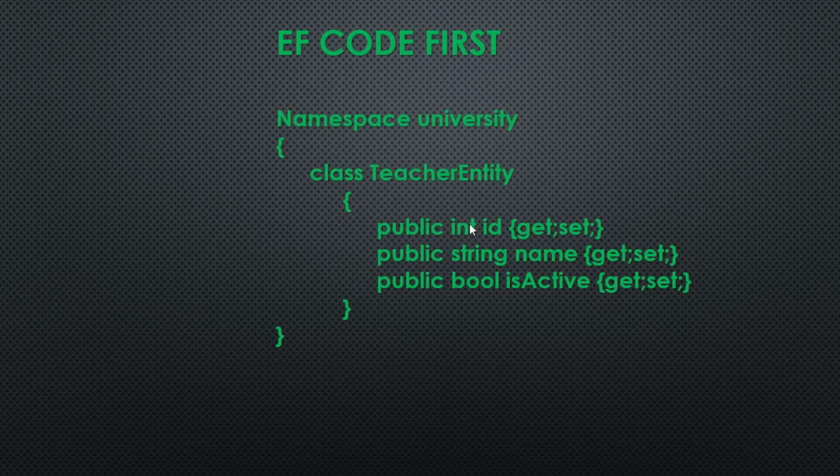And the data type here, like integer, string, boolean, will be translated into the corresponding data type in the SQL database. Like the integer will be integer, the string will be like varchar, and the boolean will be the bit. So by this way, we can create the entity. Like here we have the teacher entity, which represents the teacher table, and it contains these columns, ID, name, active, and these are the data types for these columns.